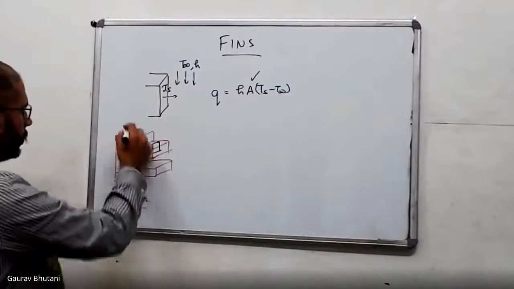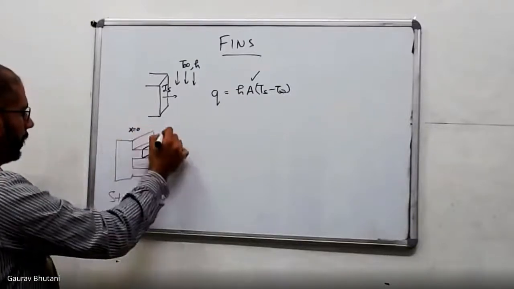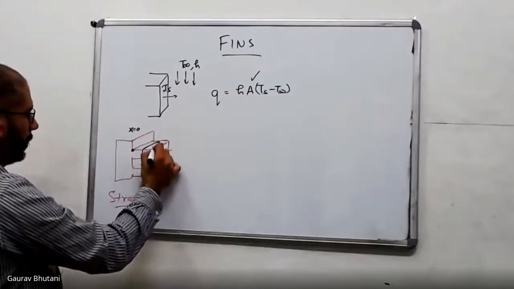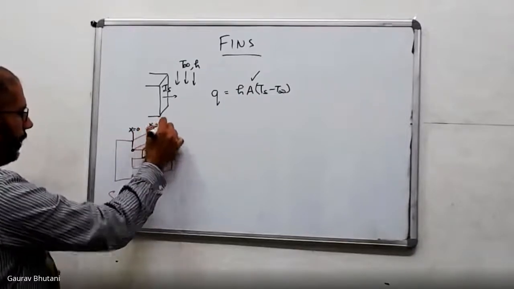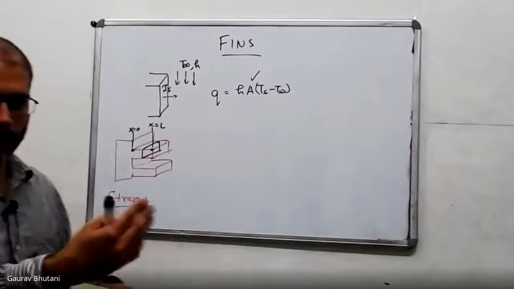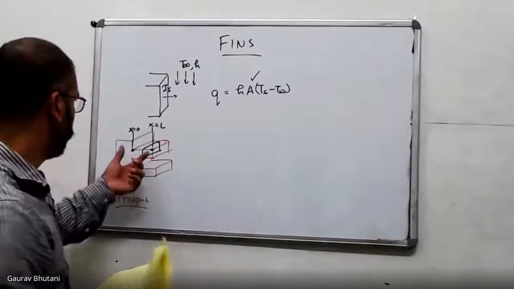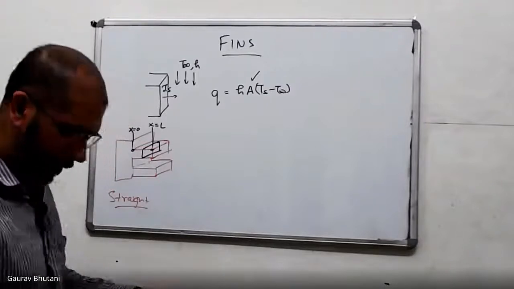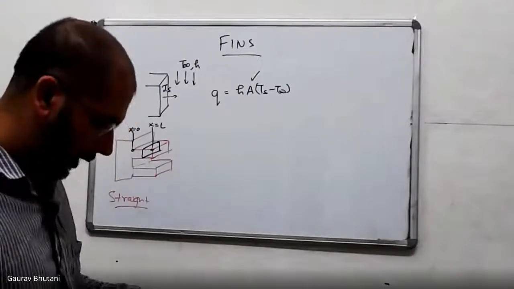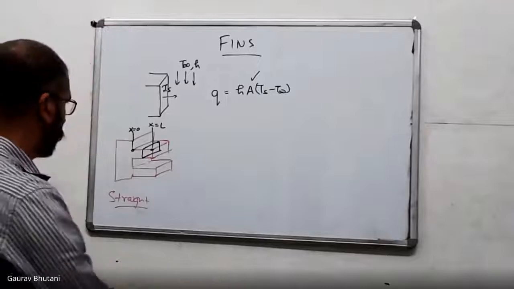Typically we say this is my x equal to 0, and this point on the outside of the fin is x equals L. As I go from x equal to 0 to L, that is the fin length, the cross-section area of the fin remains the same. Then you can have a straight fin with non-uniform cross-section.